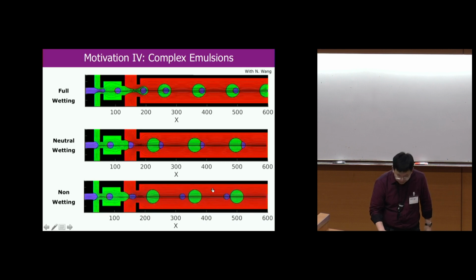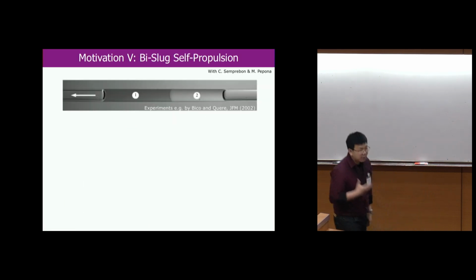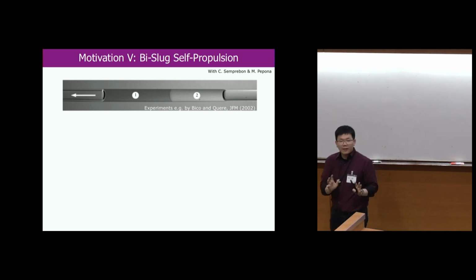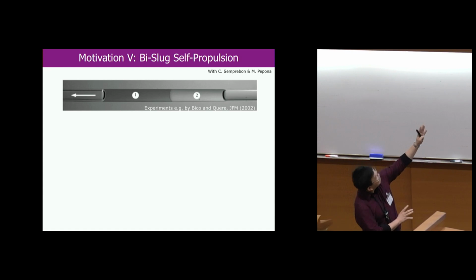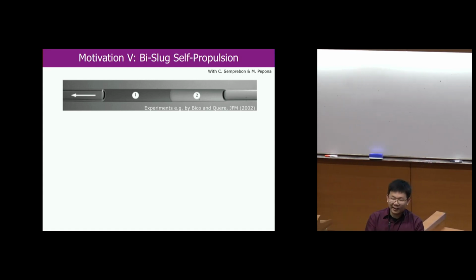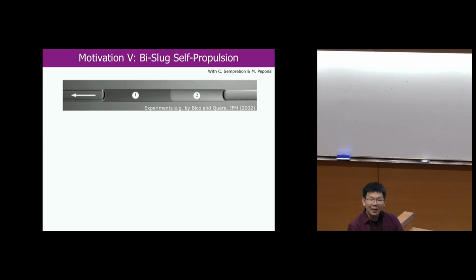Okay, now the fifth example, the last example to motivate you why this is an interesting topic, has to do with what the community calls Bouasse-Lock self-propulsion. This is actually what David Quéré did, 2002 or so. He put two oils in a capillary, and he just left it there, and then the whole system starts to move. And it just continues to move. Would any of you like to guess why that could be? This is a bit strange, right? You just put two oils and it self-propels. Any guess?